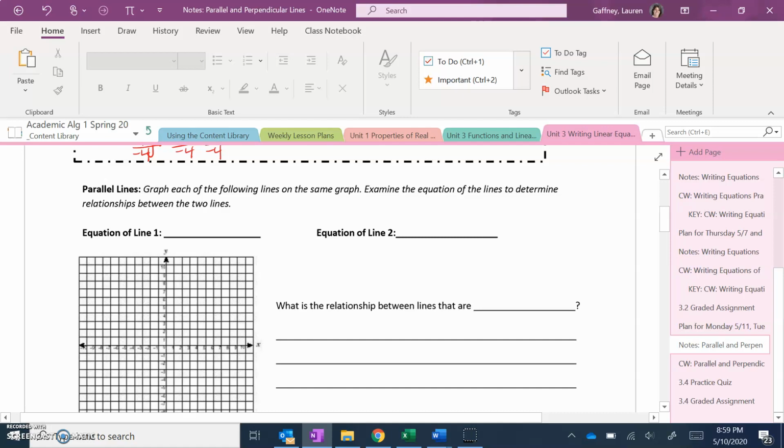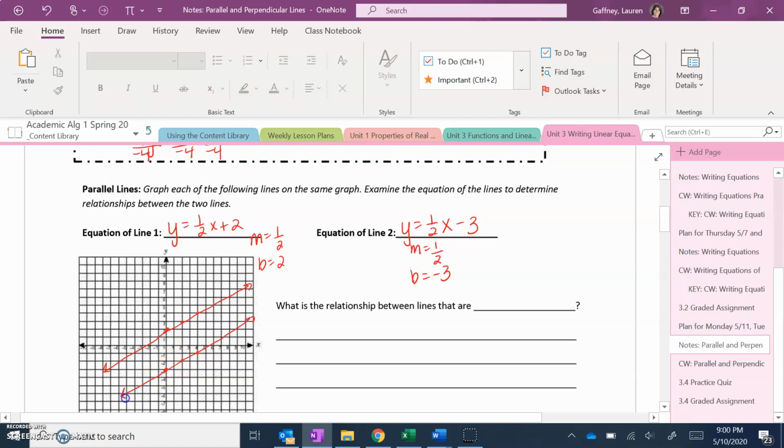Okay, so it says graph each of the following lines on the same graph. Examine the equation of the lines to determine relationships between the lines. So let's say that y equals 1/2 x plus 2 and y equals 1/2 x minus 3. Remember to plot this. Your m is 1/2, your b is 2. So we start at our y-intercept of 2, and then we count by our slope. We go up 1 over 2, up 1 over 2. If we do the same thing here, our m is 1/2, and our b is negative 3. So we start at our b, which is our y-intercept, negative 3, up 1 over 2, up 1 over 2.